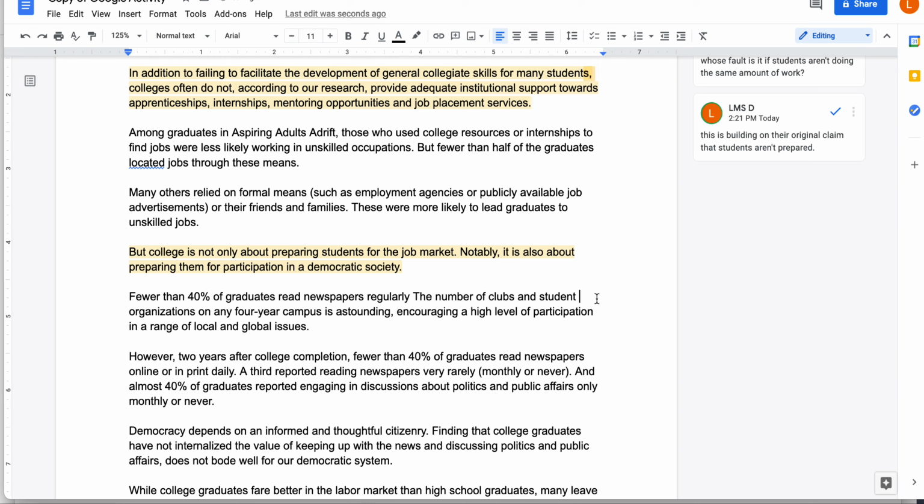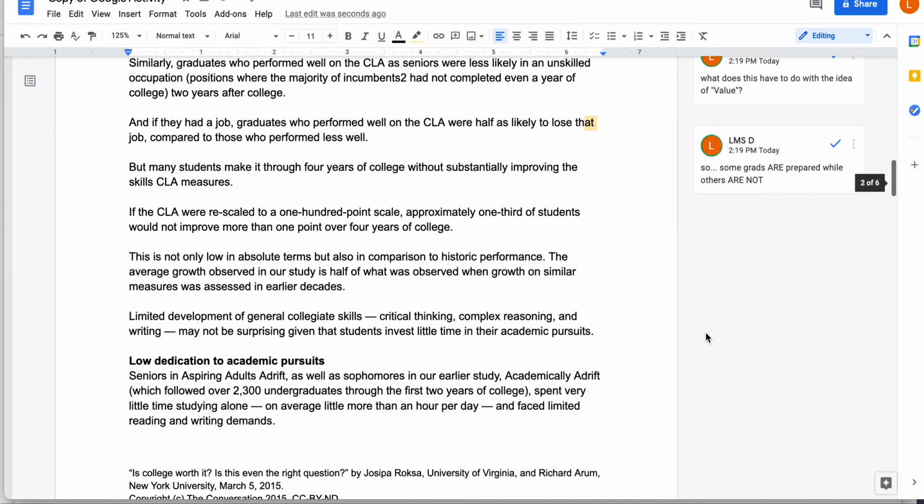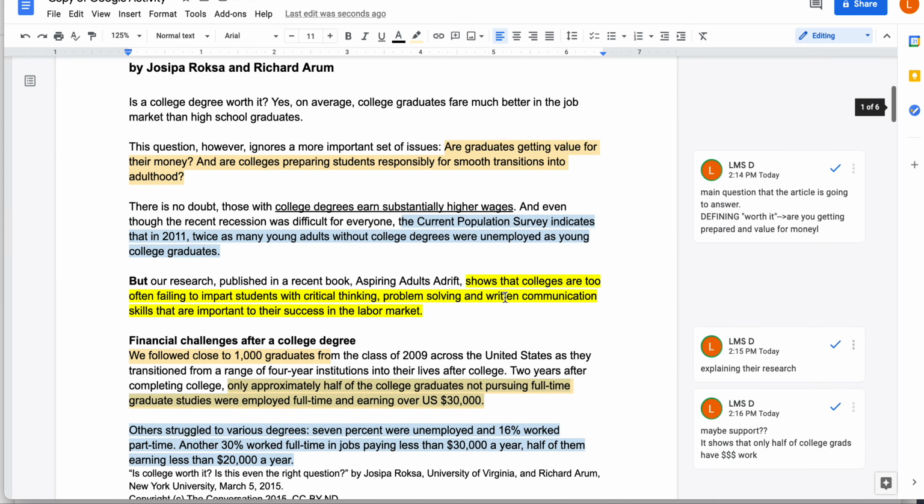Actually, I'm going to do this differently so I can see it. So again, this feels to me like another claim, which makes me wonder, the original claim that I'd highlighted, maybe that's not the main claim, because these other two mini claims seem to be doing different things, right?